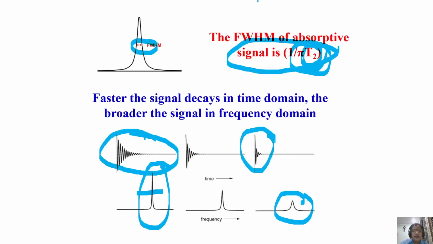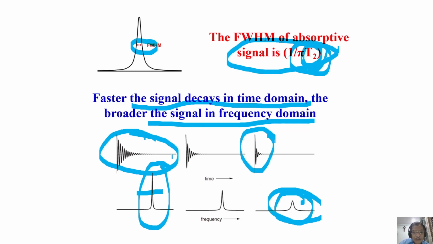That is the spin-spin relaxation time. Remember, if you do not understand anything, at least please remember: the faster the signal decays in the time domain, the broader the signal in the frequency domain. It decays very fast here, it gives a broad signal. If it decays very slowly here, it gives a sharp signal.